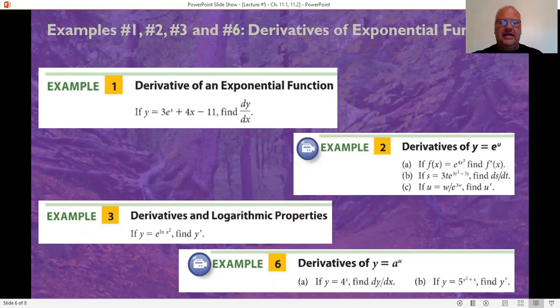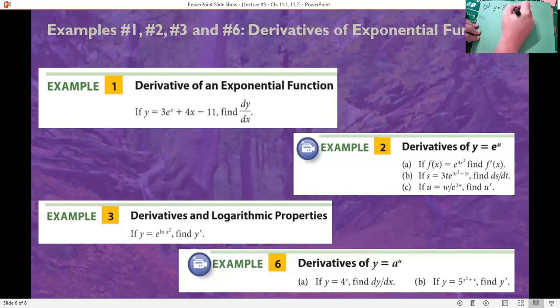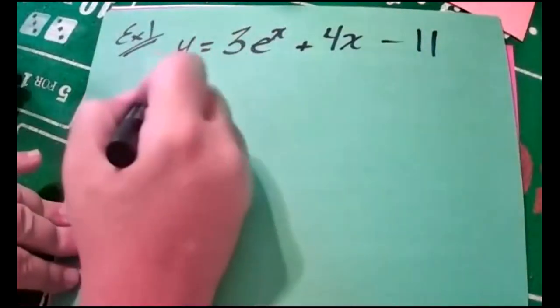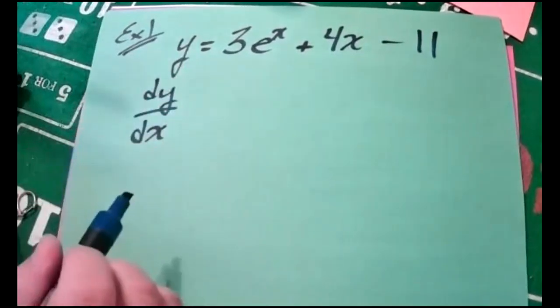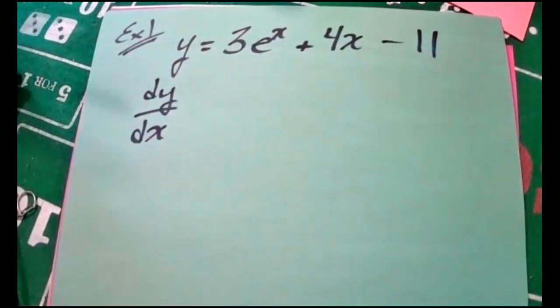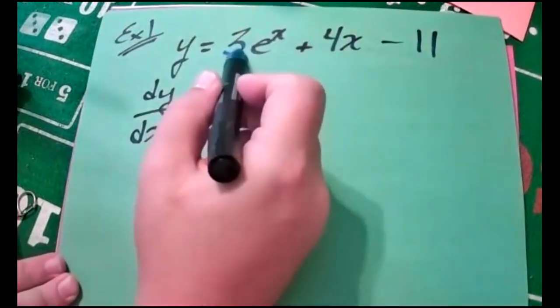The first one here is going to be example 1, which is y equals 3e to the x plus 4x minus 11. We're saying, will you please find dy dx? Remember, this is just another fancy way of saying find the derivative. Okay, we can find the derivative, no problem. 3 times e to the x.